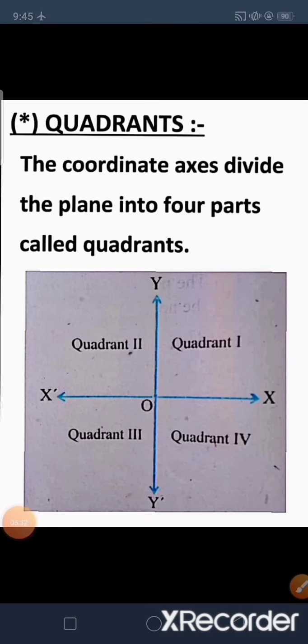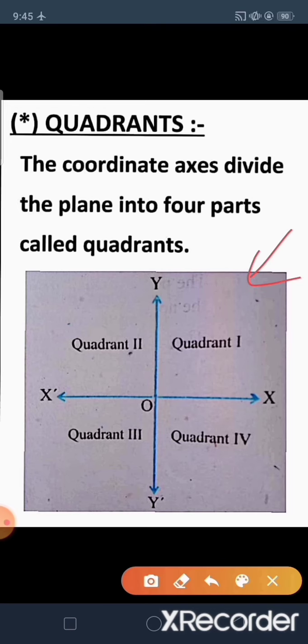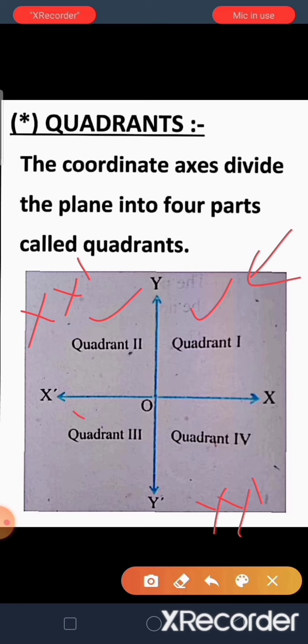Now, the next topic is quadrant. In a plane, we observe that the axes divide the plane into 4 parts. So, for that first we want a plane. Here is a plane, and the two lines y dash y and x dash x divide this plane into 4 equal parts. These 4 parts are known as quadrants. Each part is one-fourth of the whole.